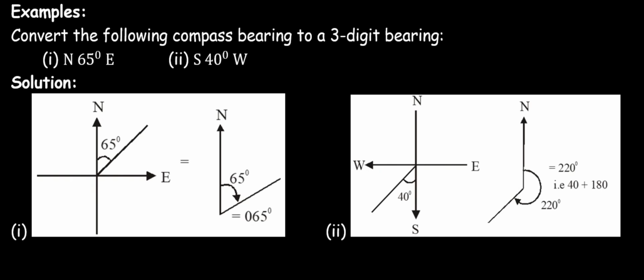Then when you look at diagram 2, which is 40 degrees southwest, now the arrow will start pointing from south towards west and showing 40 degrees, which is that arc in the cardinal point representation. But when you convert to 3-digit bearing, it's 220 degrees, because what we have just done is we are adding 40 plus 180 degrees.